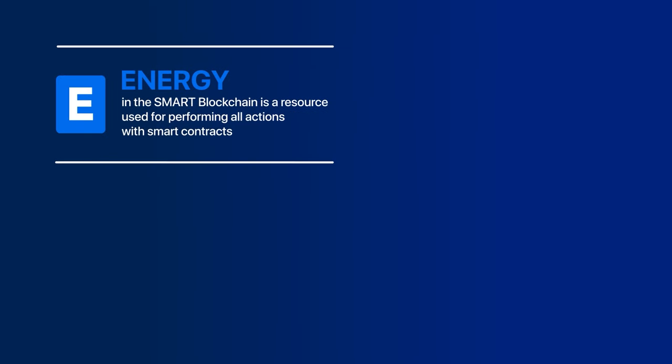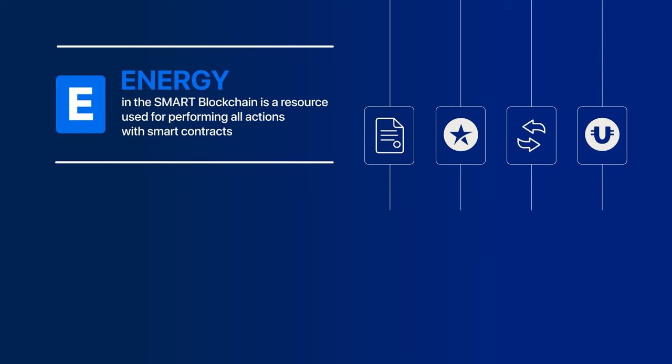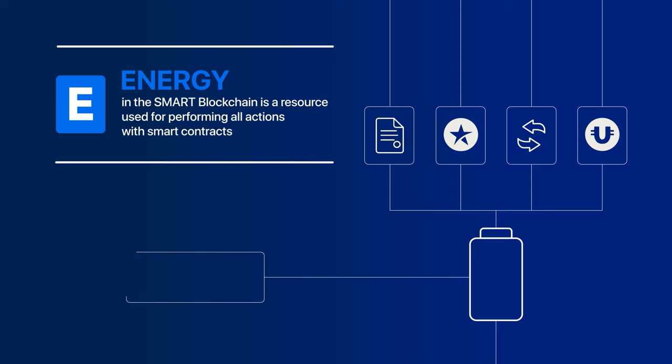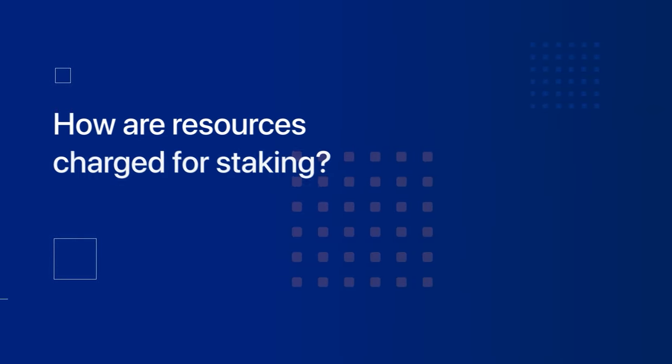Energy in the smart blockchain is a resource used for performing all actions with smart contracts, like splitting, split transactions, Ultima token transactions, etc. Energy is like fuel for smart contracts operation. If you run out of energy, you will need to pay a fee in smart coins for executing transactions with smart contracts. Depending on the transaction size, up to 10,000 smart may be charged.